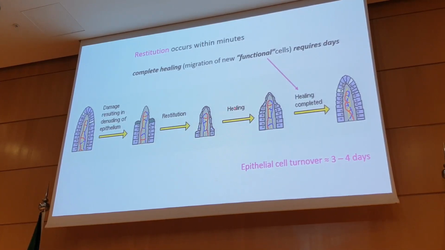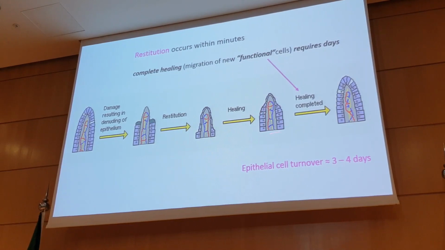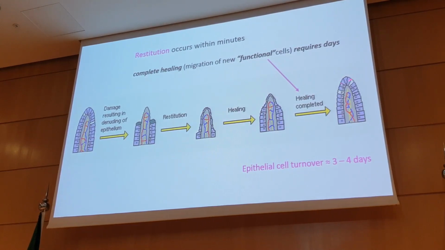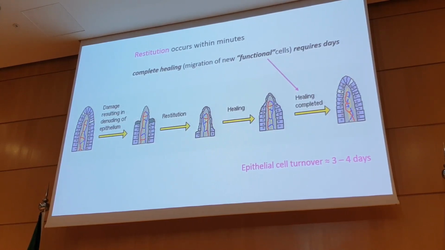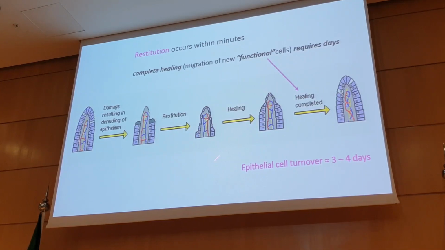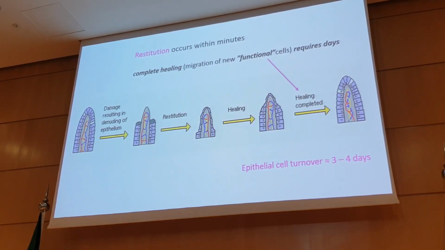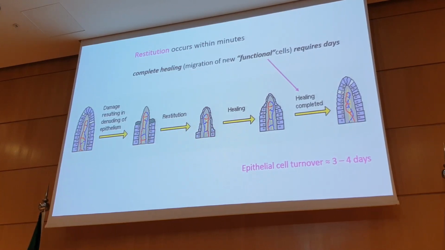Now you've got the word healing. Now you see this cell here? There's only 2 of them. Now there's 1, 2, 3, 4, 5, 6 of them. Finally, healing completed. The entire thing is covered again like it was before. Why does it take 3 to 5 days for this healing to occur? It's written there. Take a wild guess.